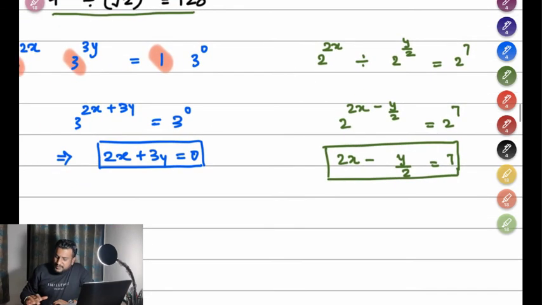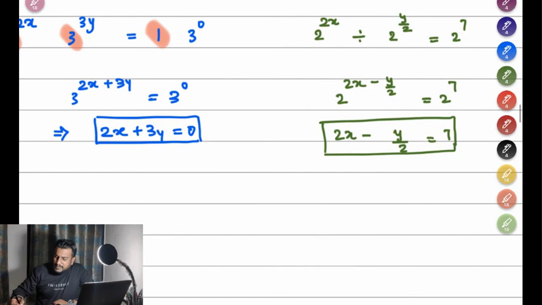Now we have two equations, and we have to solve them simultaneously. There are different ways of solving simultaneous equations: one is substitution, second is elimination, third is the graphical method. So over here I'll use the elimination method.